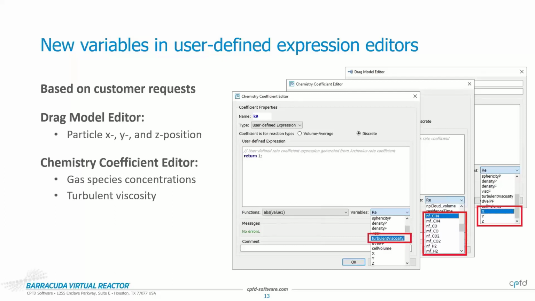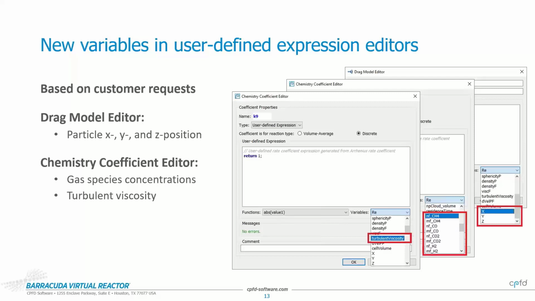Within the chemistry coefficient editor, we've added a couple of different things. One is gas species concentrations. Previously you could only reference gas species in your actual reaction rate expression editor field, but now we've added the ability to access these directly within the rate coefficient editor. And so if you want to reference the mole fraction of a gas, you would do NF underscore and then the gas name. And then if you want mass fraction, you can use MF underscore gas name.